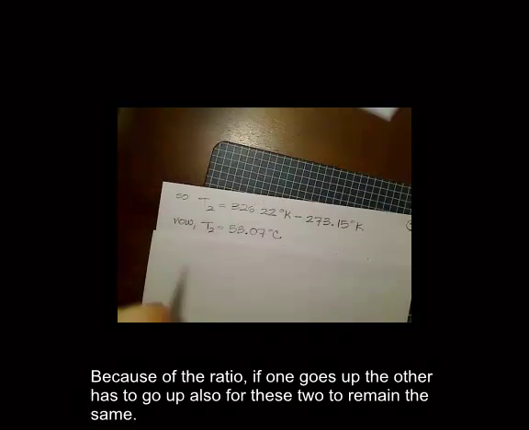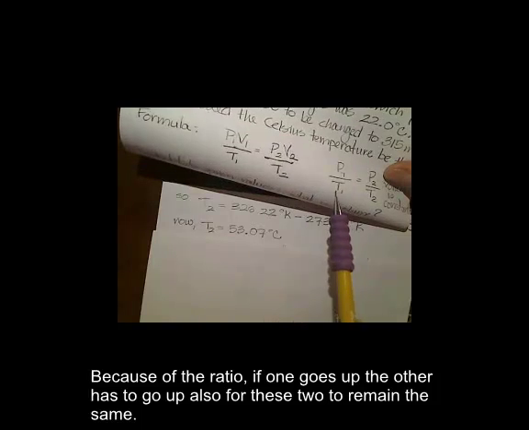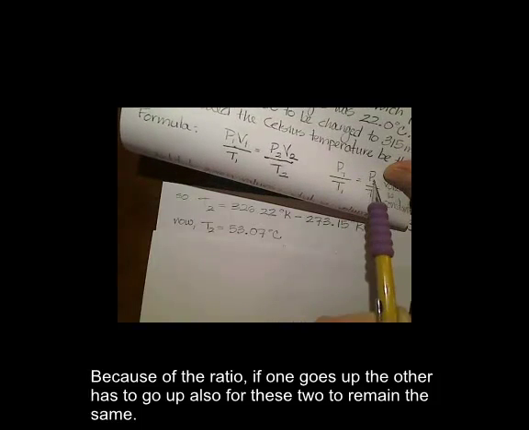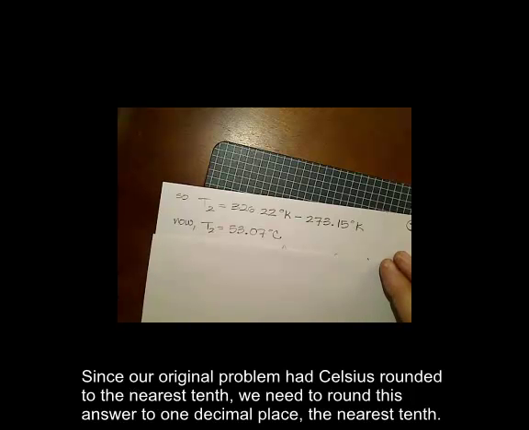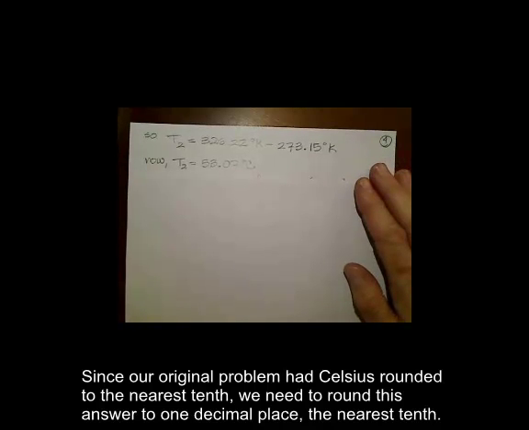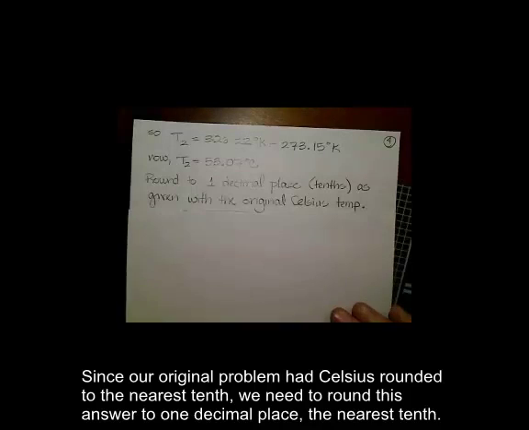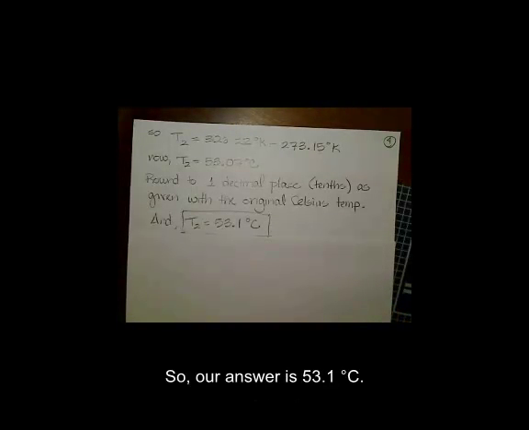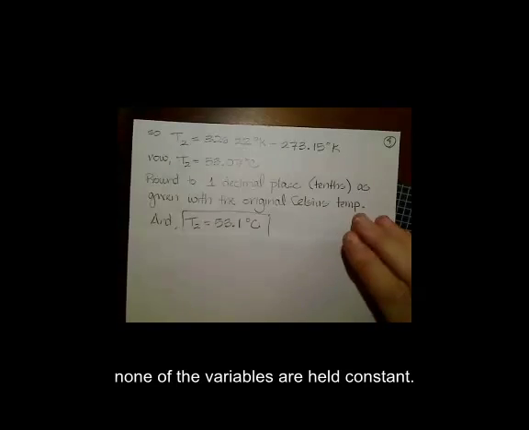Because here, the ratio, if one goes up, the other has to go up also for these two to remain the same. So our original problem had the Celsius rounded to the nearest tenth. So we need to round this to one decimal place, the nearest tenth. So our answer is 53.1 degrees Celsius. That's the second example. Now, what happens if none of the variables are held constant?